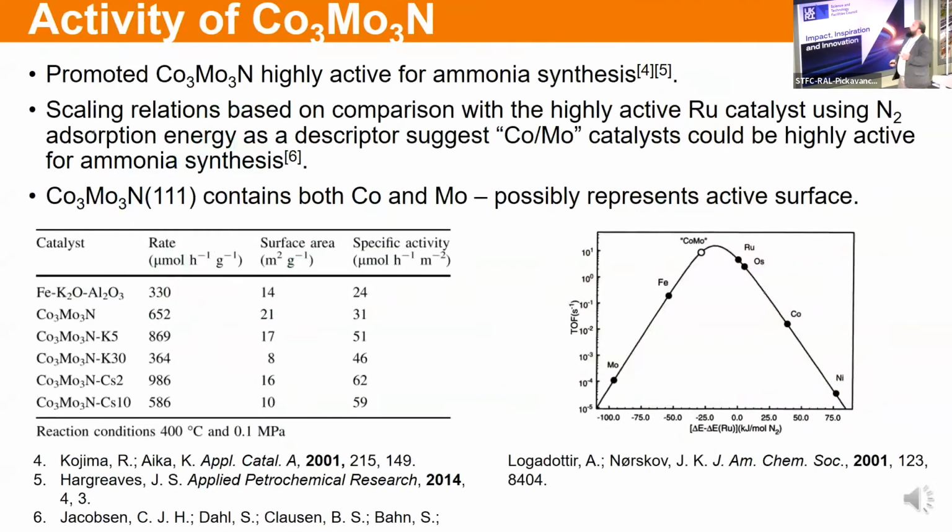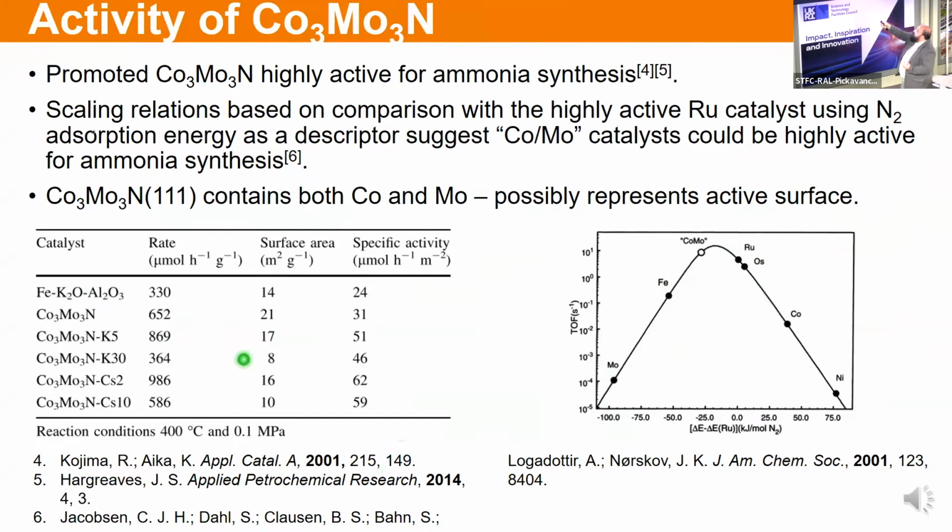So let's discuss a little bit more about the activity of cobalt molybdenum nitride, which has been investigated in great detail, both experimentally and computationally. As I mentioned, it's a very active catalyst for ammonia synthesis. As we see from experimental data from Justin's group, it can even be more active than some of these promoted iron catalysts. So there's a lot of interest in understanding why they are more active. Computational studies using linear scaling relations, based on nitrogen adsorption as a descriptor, suggest that the cobalt molybdenum system could be highly active in comparison to ruthenium catalysts, which have also been found to be highly active.